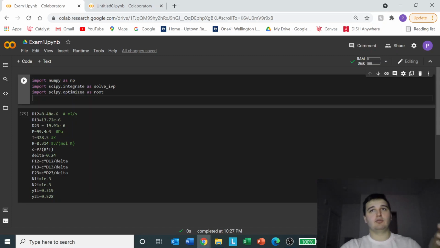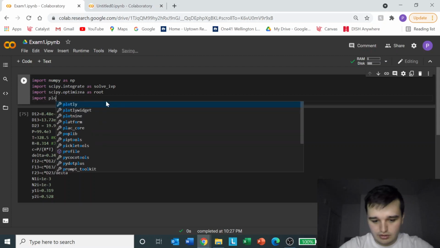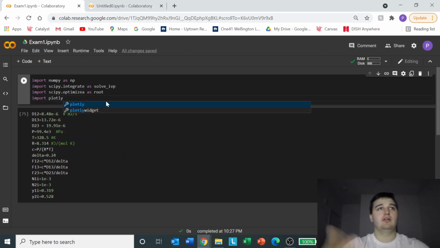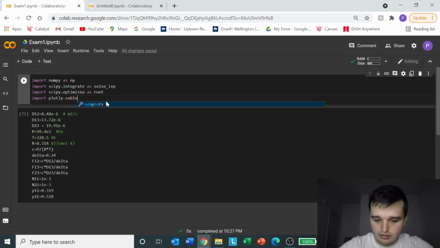Next, we would like to graph those, right? When we graph these, eventually we're going to want to graph the data points with eta on the x-axis and mole fractions on the y-axis. So we want to import things that are going to help us graph. We're going to import Plotly, which is just a tool for graphing, and then Plotly subplots, import make_subplots.